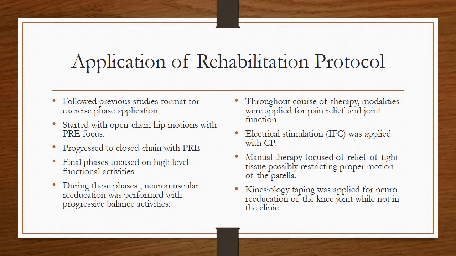Throughout her therapy, we were applying modalities such as electrical stimulation with a cold pack to relieve symptoms. That didn't last too long because typically her pain was only with activities. We were doing manual therapy to help loosen up any tight restricted tissue around the knee that could be affecting and contributing to her lateral dislocation. And throughout therapy, we were applying kinesiology taping with the focus on assisting patella tracking.